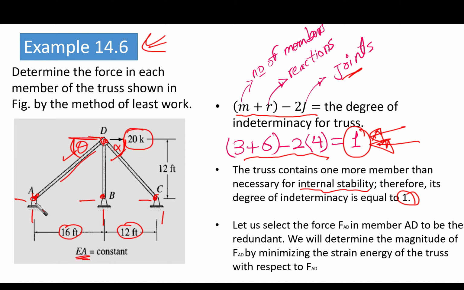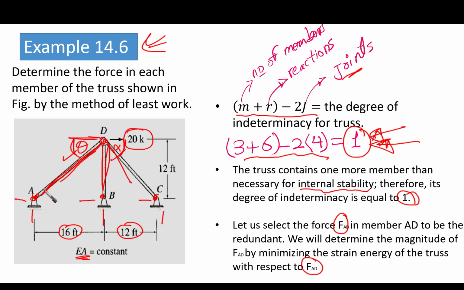Whenever we choose the redundant, we need to choose one of the internal forces in the members. So our redundant is the internal force. Let us select the force FAD. This member is going to be selected as our redundant. We will determine the magnitude of FAD by minimizing the strain energy of the truss with respect to FAD.